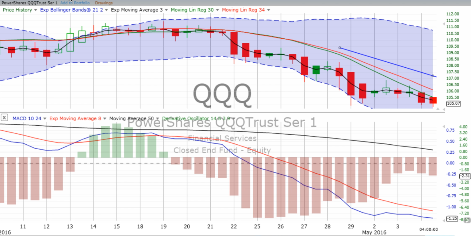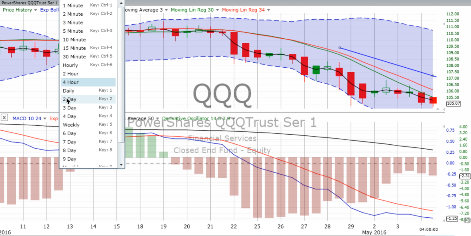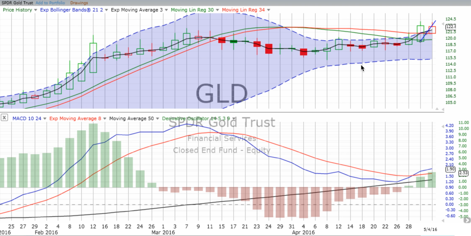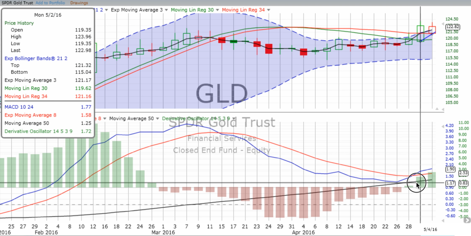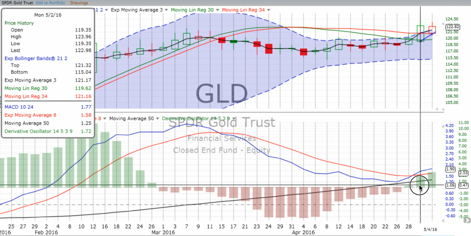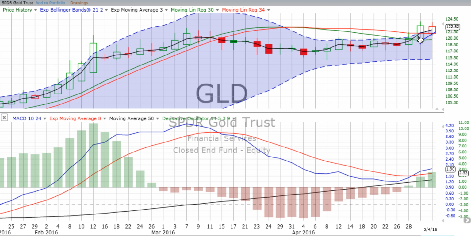Now, lastly, we're going to range back out to our 2-day chart. We're going to take a look at gold. Gold was down for the day, 0.62%. Very interesting what gold is up to. It crossed over going up back on the 2nd. Derivative oscillator crossed over on the 28th, but on the 2nd of May, big strong up movement, and that's been somewhat tempered over the last candle.